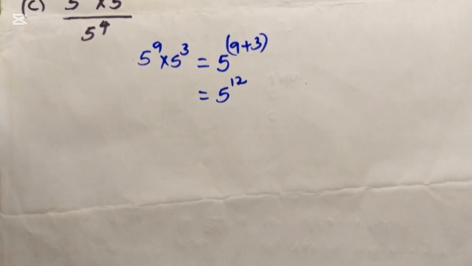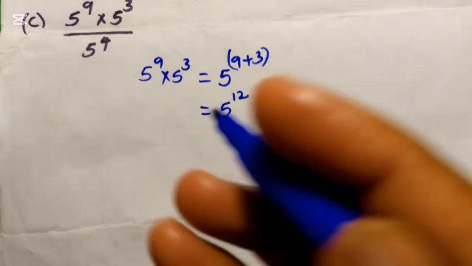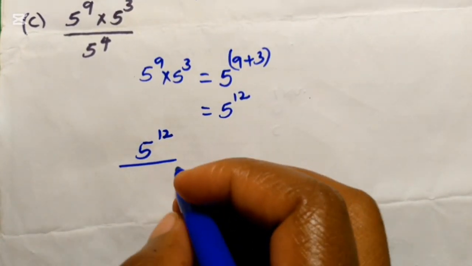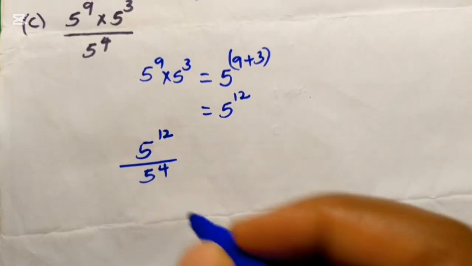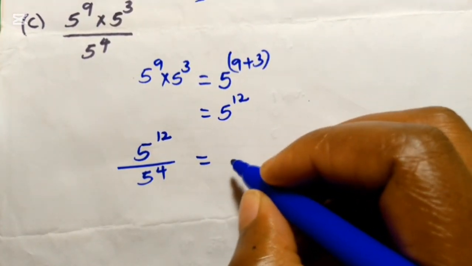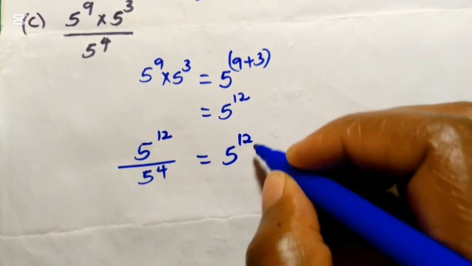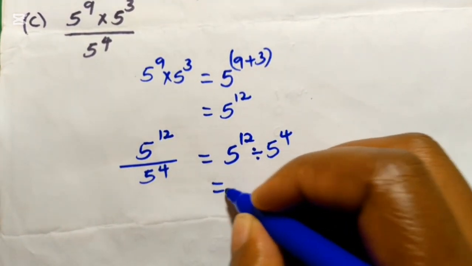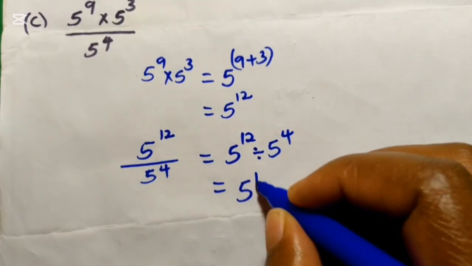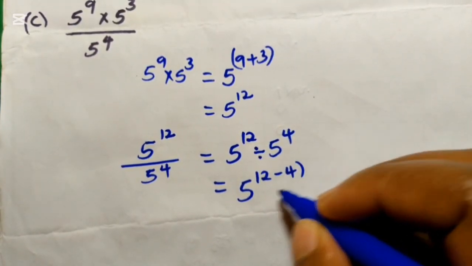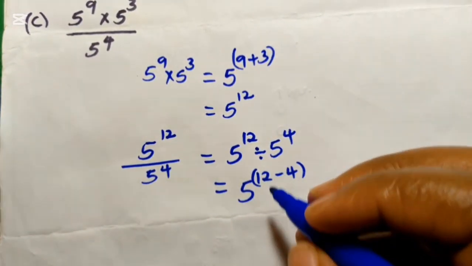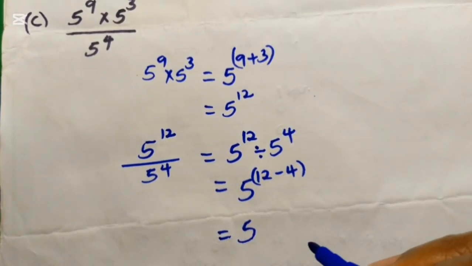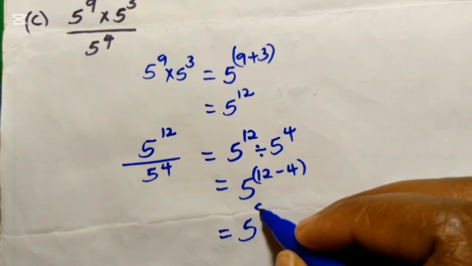The numerator over the denominator. The numerator, we've got 5 power 12, and you can see the denominator is 5 power 4. And this can be written as 5 power 12 divided by 5 power 4, which is the same as 5 power 12 minus 4, because now this is division. And this will be equal to 5 power 12 minus 4, correct, 8.